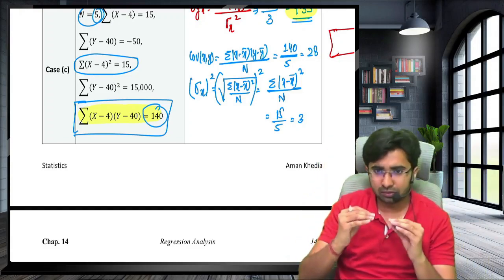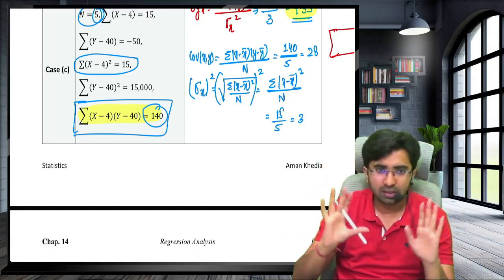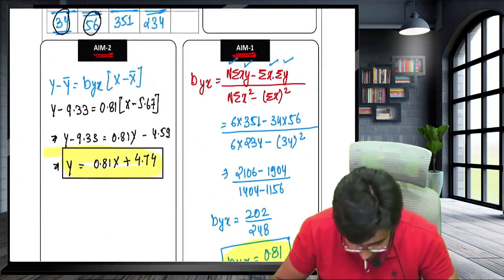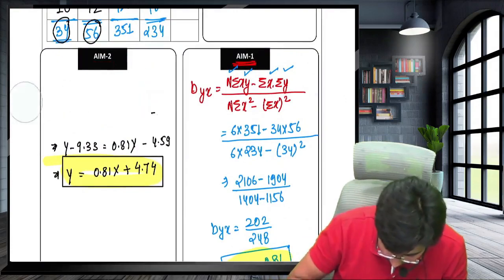I hope that you are not losing the confidence. Are you holding the confidence, guys? Okay. So, guys, now let's start with the concept.